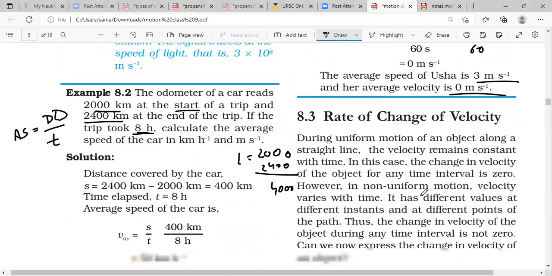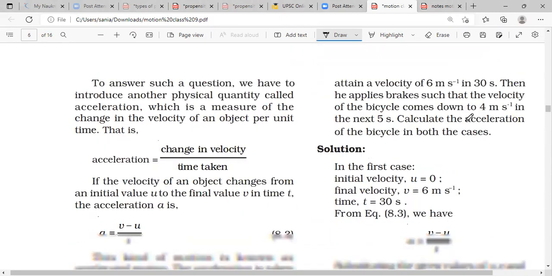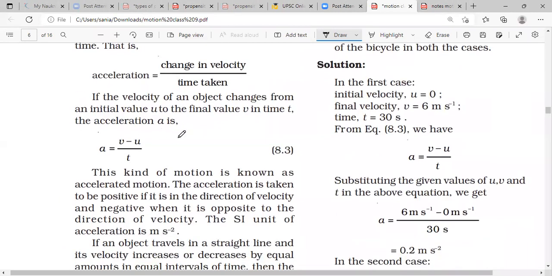Okay. Now the next thing which we are going to do is change in velocity, which is known as acceleration. Acceleration is very important. You have two formulas. One is change in velocity upon time taken. So change in velocity is basically v minus u, where u is the initial velocity, upon t. Clear?